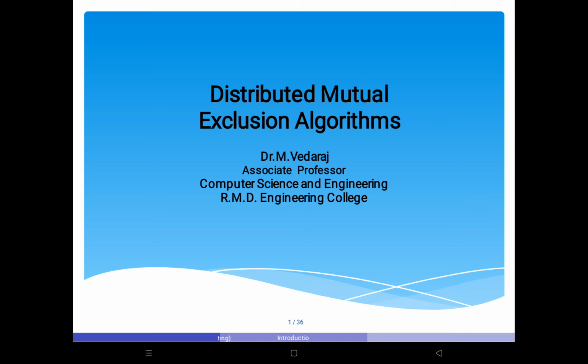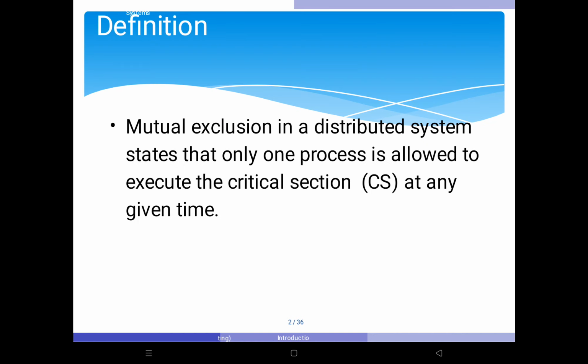In this session, we are going to discuss what is distributed mutual exclusion. Mutual exclusion in a distributed system states that only one process is allowed to execute the critical section at any given point. Okay, what are the requirements of mutual exclusion?